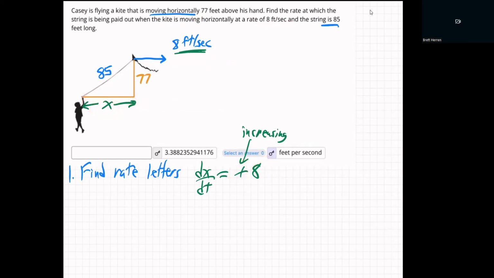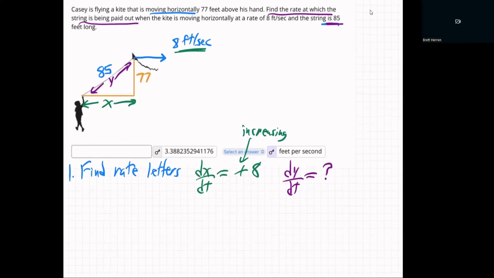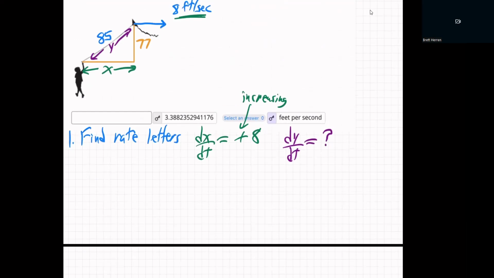And what else? Find the rate at which the string is being paid out. So we're going to call this y. Let's put it in right there. Now you might say, well, it's 85. Well, yeah, at this instant it is, but it's a variable. He's been letting more and more string out, and that's what we want to find out. How fast is the string going out? That's what they're asking us to find, when the string is 85 feet long. All right, so there's our rate letters, which is always the beginning of any related rate problem.